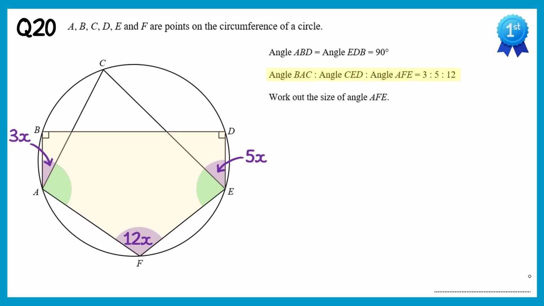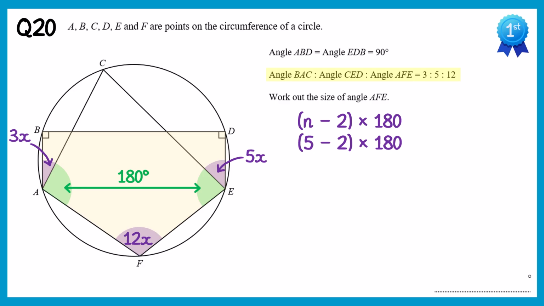Since they're opposite angles in a cyclic quadrilateral, they must add together to give 180 degrees. Next we're going to find the sum of the interior angles of a pentagon, using this formula here: the number of sides subtract 2, times 180. Since a pentagon has 5 sides, we do 5 subtract 2 times 180, which is 540. This means all of the angles inside that pentagon must add up to give 540.